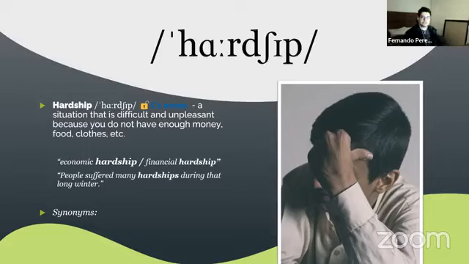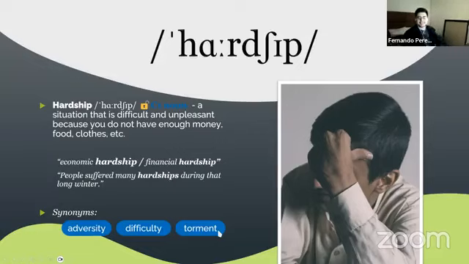Correct, correct. So hardship. A good synonym is the word difficulty. Difficulty, adversity, torment. Any of these are good synonyms, and this is a difficult word. I think adversity is the one. Adversity, there's no level. What about difficulty? Difficulty is B1. Okay. So this is an important word in this case.